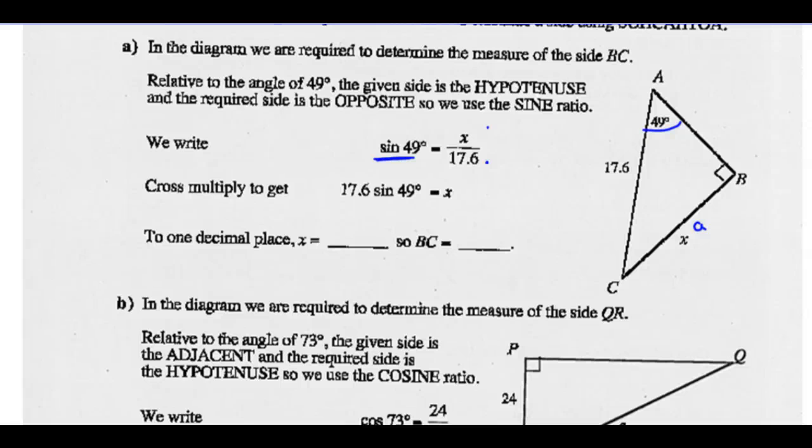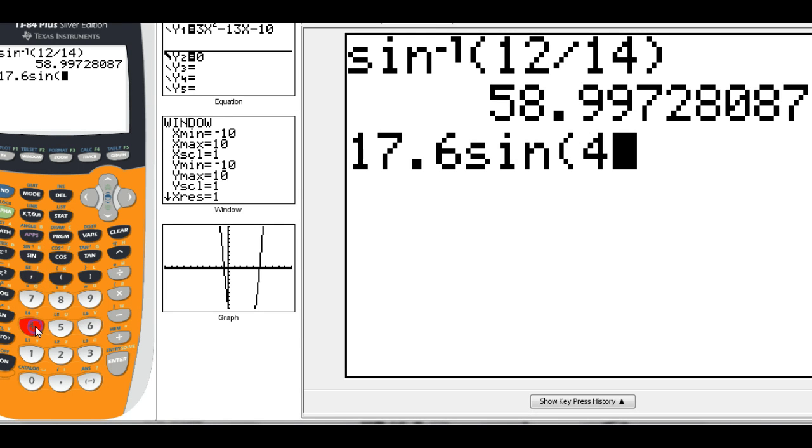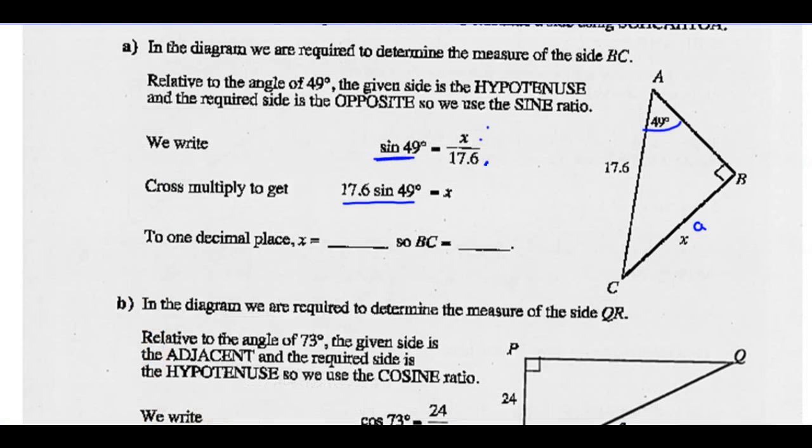We're going to cross multiply to get this equation, but really, if I look what's happening, x is being divided by 17.6. The opposite of that is multiplying both sides by 17.6. So 17.6 times the sine of 49. That's what we're going to do in our calculators. So let's try that. 17.6 times the sine of 49. And the measure of x is 13.28. It wants it to 1 decimal. It says, what's the measure to 1 decimal? So that is 13.3. X is 13.3, so length of BC is 13.3.